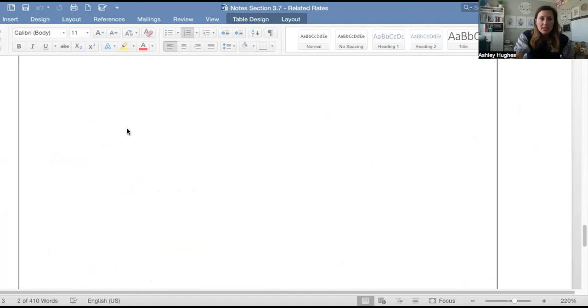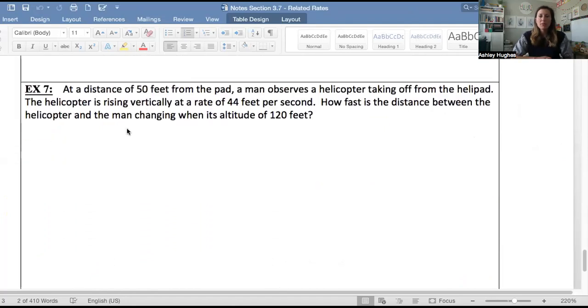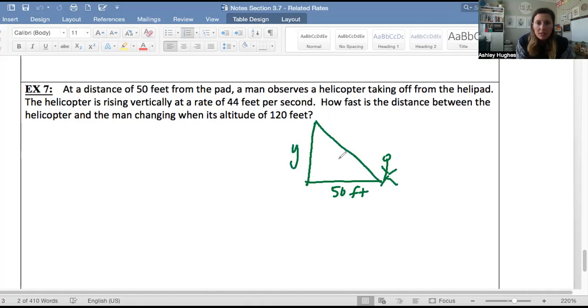And then lastly, number 7: at a distance of 50 feet from a pad, a man observes a helicopter taking off from a helipad. Okay, so this is a very common problem as well. Once you do a lot of these problems, you'll see they kind of repeat themselves. A man is standing 50 feet away. He's not moving, so this gets to be labeled because he's not moving. And here's our man, and there's a helicopter rising vertically. So I need to call this something. So dy/dt is equal to 44 feet per second.